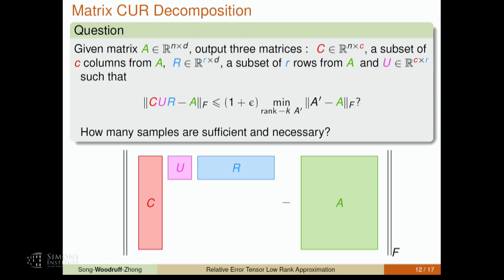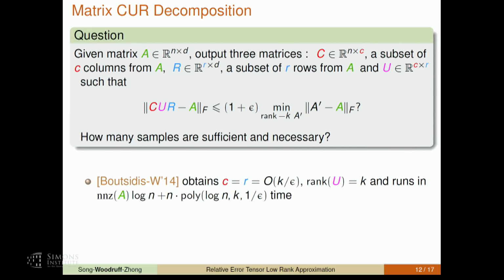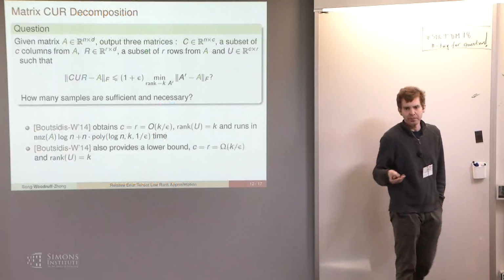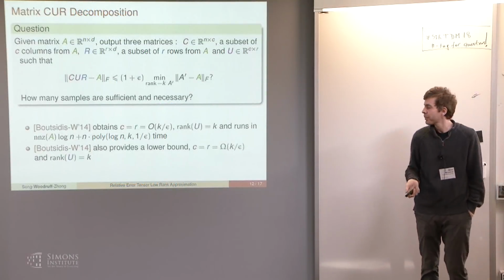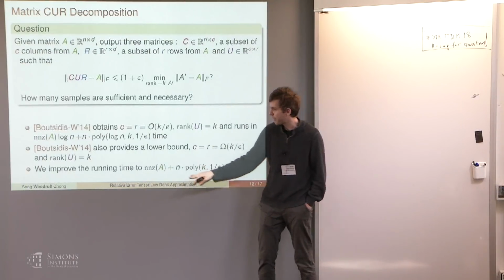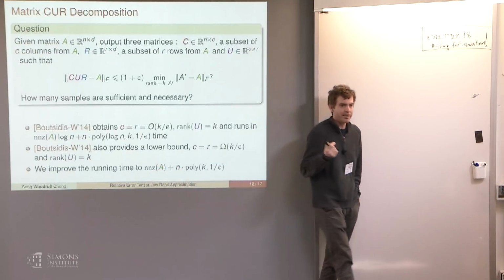A natural question is how many samples of columns and rows are needed here. What we showed a few years ago with Boutsidis is that you can simultaneously get k over epsilon columns and rows. The rank of U is k. And we can do this in roughly nnz(A) time, times a log factor. And there's also a hard matrix A for which you need simultaneously k over epsilon columns and rows. In this work, one thing we do is we improve this to an optimal running time of nnz(A) time.